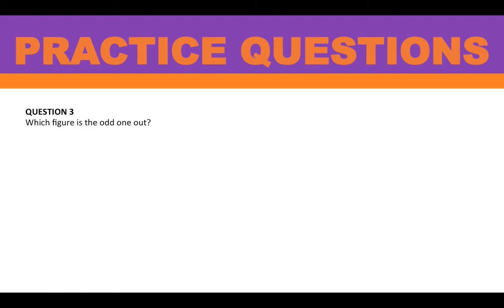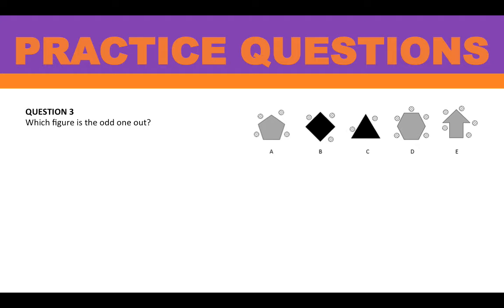Question 3, which figure is the odd one out? So again, you've got 5 different shapes and one of these is the odd one out. So you just got to work out which one it is, and if you can, leave me the reason why it is the odd one out, okay? Because then I can see your thought process behind it.